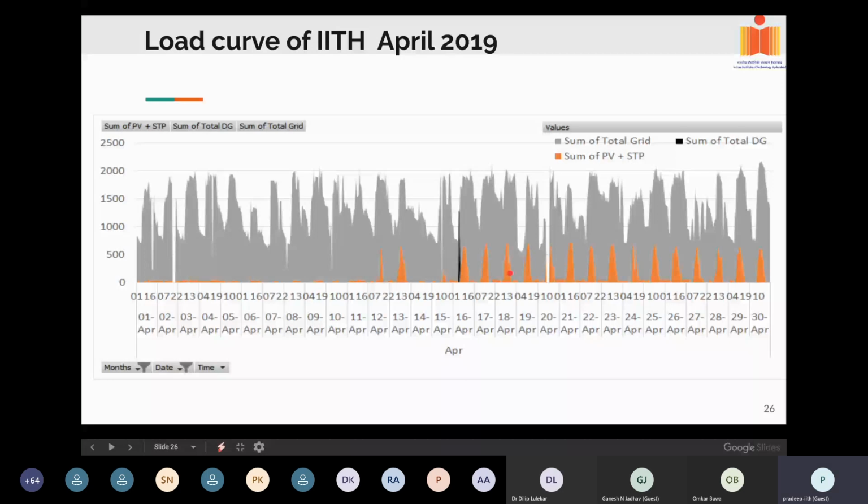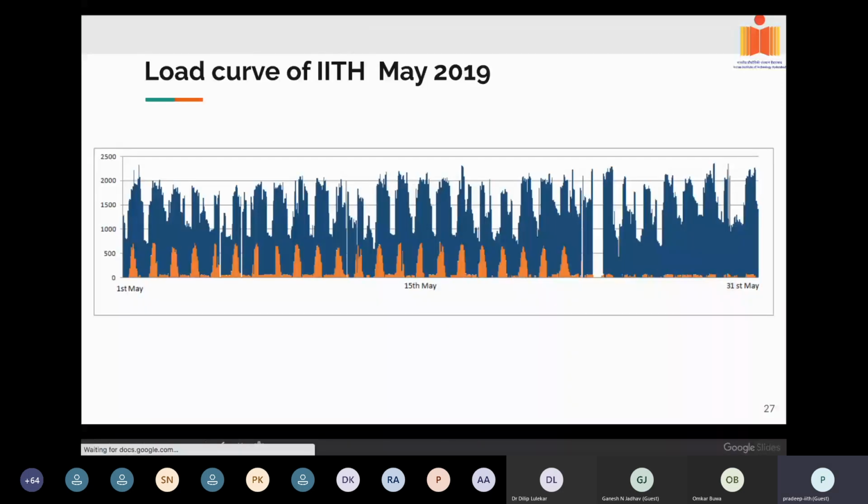Now, if I move forward, this is a similar plot for the month of May. The dark blue lines are the total demand of our campus, whereas the orange lines are the solar generation. If I calculate the area under the curve, then I can also find out what percentage of our energy consumption is coming from solar, and that comes to about 10%.